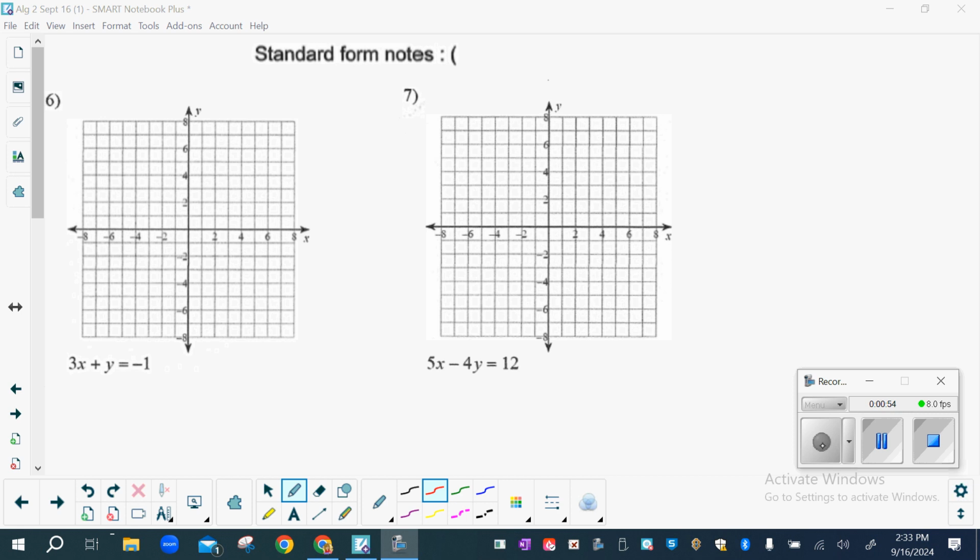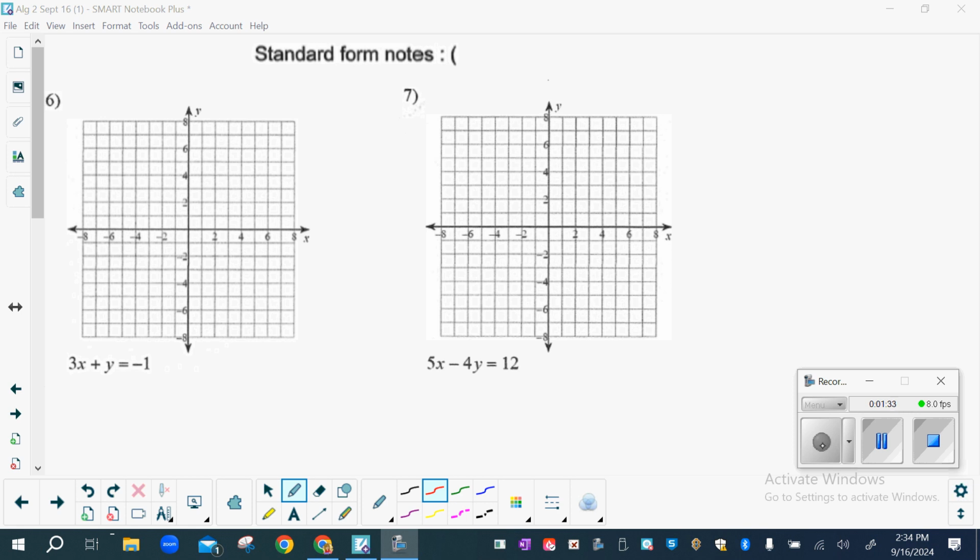So standard form. Here's an example of an equation that's in standard form. 3x plus y equals -1. How would we graph that? Can I get a hand, please, for what we would do if we want to graph that? Thank you, Derek. Yes.